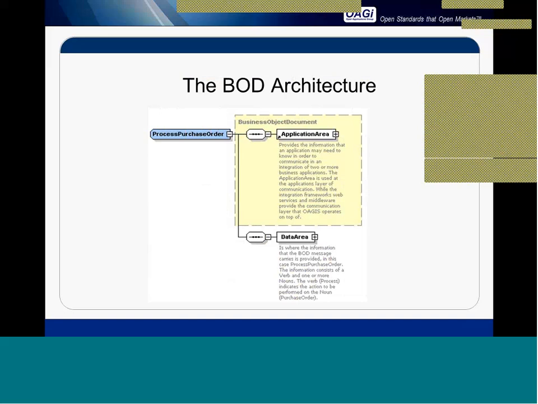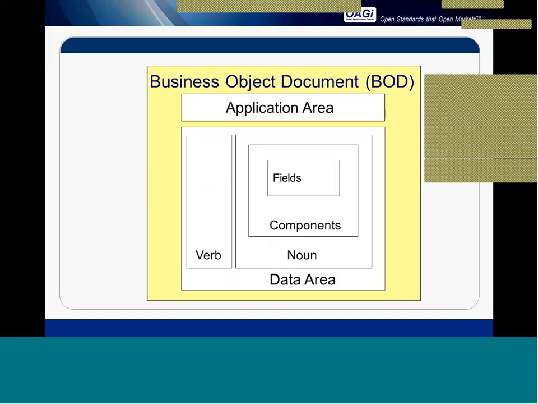We have this application area and a data area. The data area is where the actual data is, and I'll show you a little bit more about this moving forward. The application area is sort of some housekeeping stuff required, like who's sending the message and who's it going to and what date and time. So all the pieces of the business object document look like this in a non-technical way.